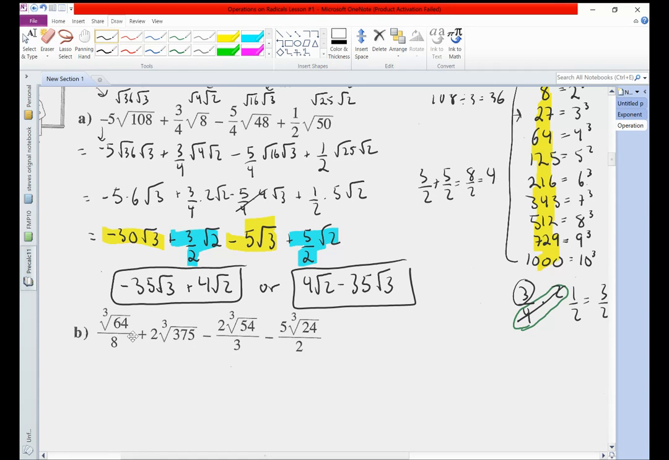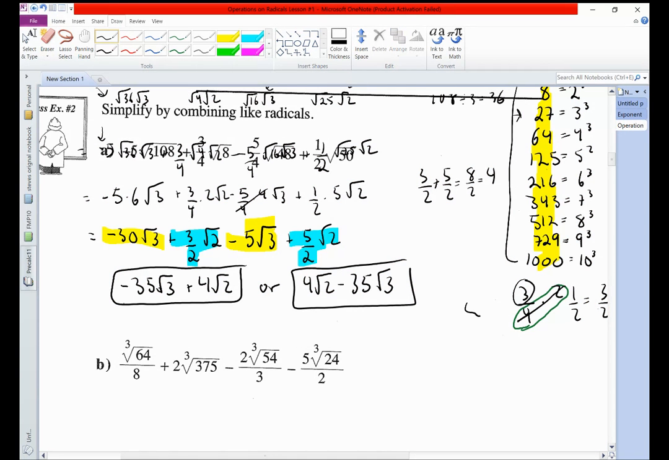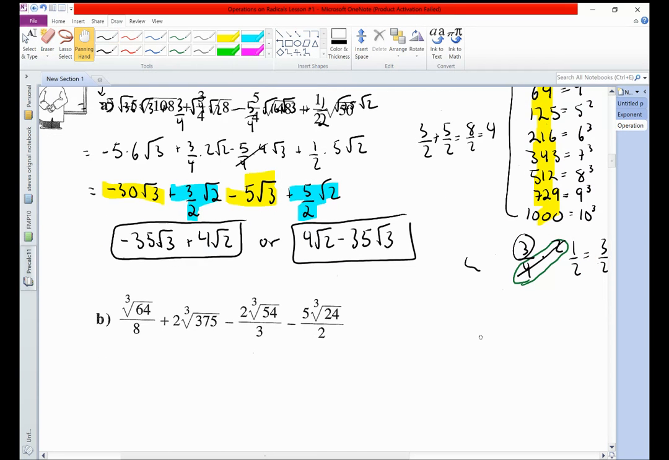So that first term just turns into, I wonder why it's not letting me write. There we go. That first term, cube root of 64 over 8 is just going to be 4 over 8. I'll write it over here so we have more room. The first term is just going to be 4 over 8 because this is just 4.